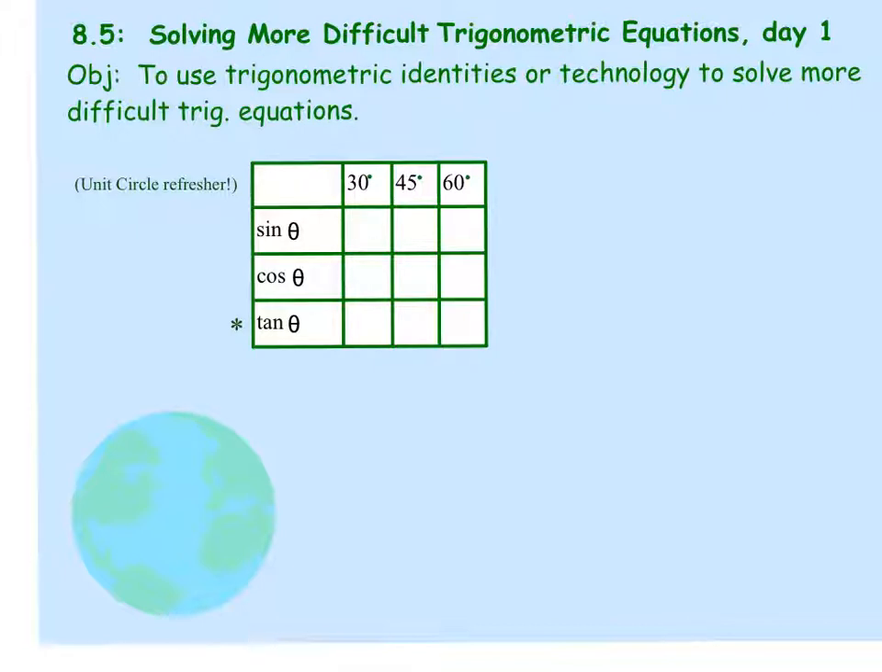We look at 8-5 after we do the trig identities, because some of the equations that we'll do will now involve some of the identities. Quick refresher, don't totally forget about the unit circle.